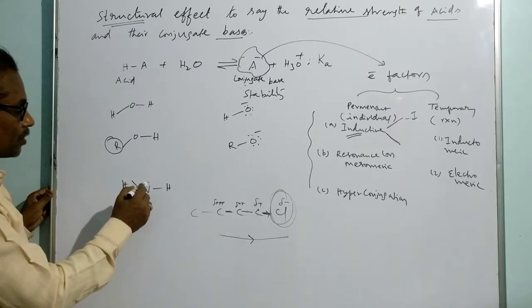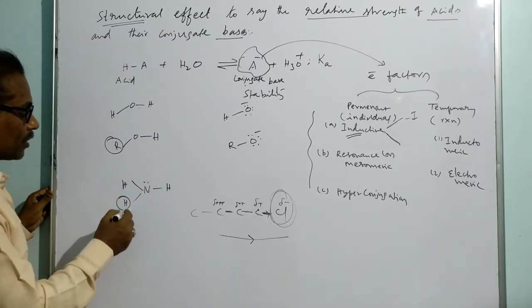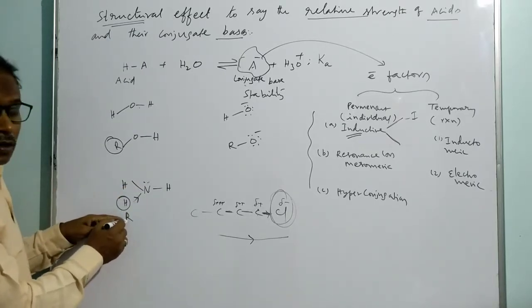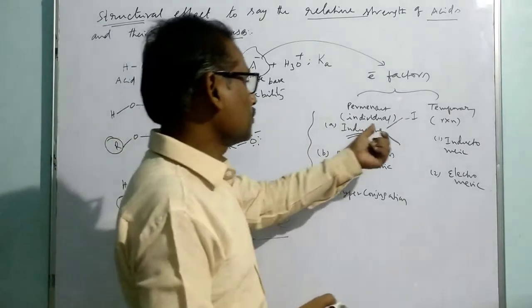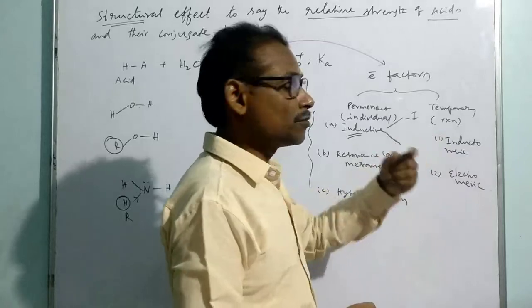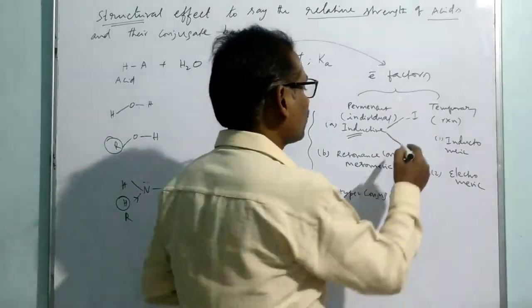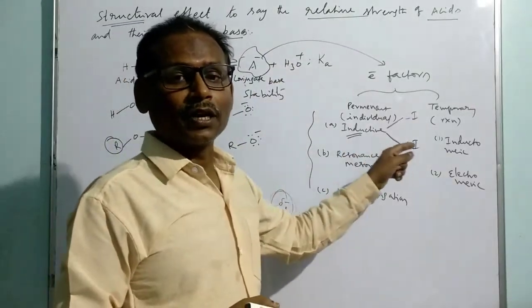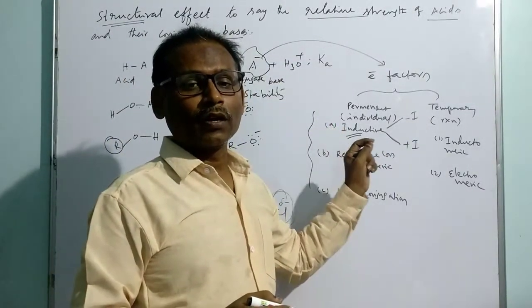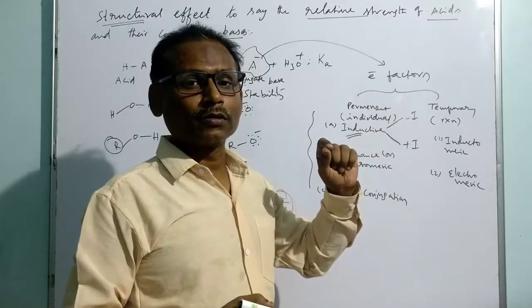So the basic strength of amines increases because of the alkyl group. That's why it is referred to as an electron donating group. That means they want to say that there are certain groups which are electron withdrawing, and there are certain groups which are electron donating. Electron donating groups are referred to as positive groups, and the effect is inductive effect. The movement of electron happens along the sigma bond.